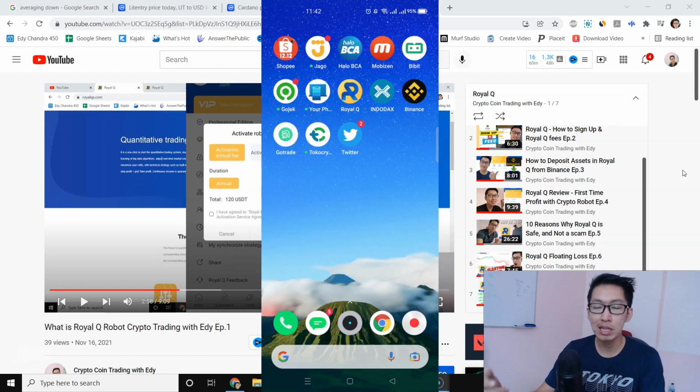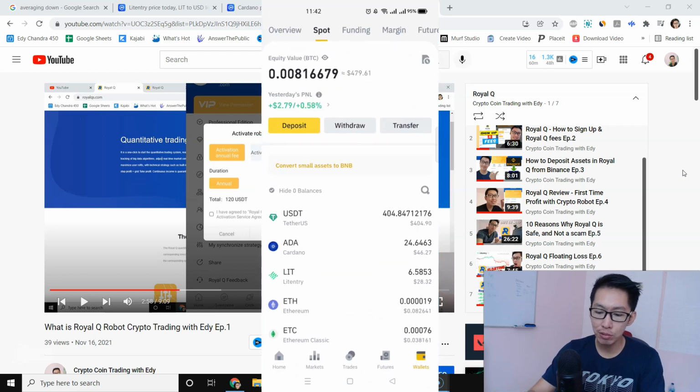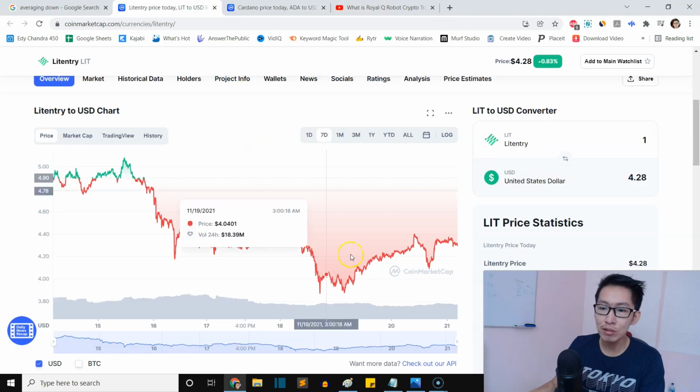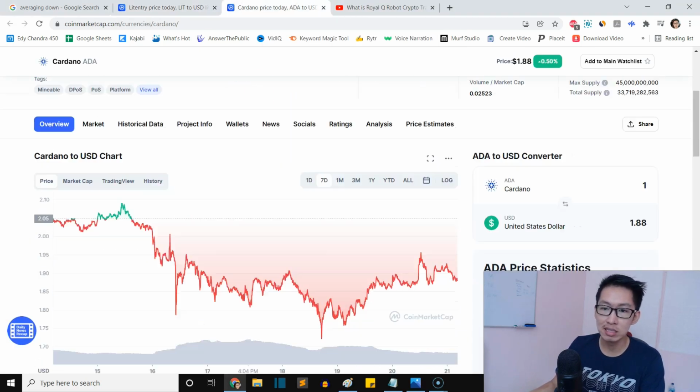Now before we begin, I usually like to check my Binance wallet. Go to wallet and then go to spot. You can see the value of my money, how much funds I have, and you need to remember how much money you put in. You need to see the difference, and the difference is the profit or the floating loss, not a real loss but a floating loss. We put in 476 or 475 and now it's 479.